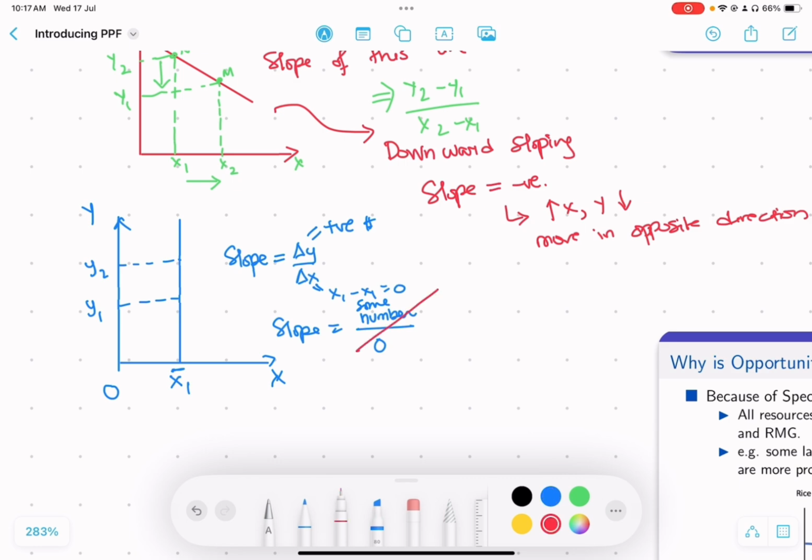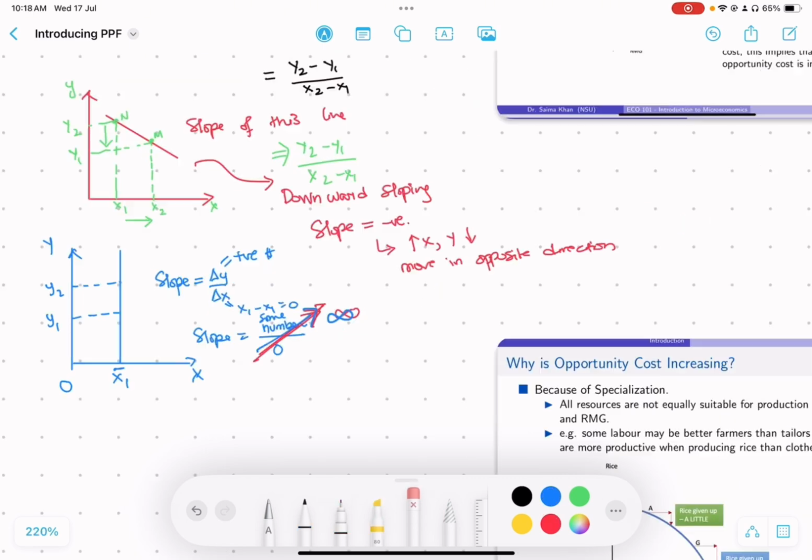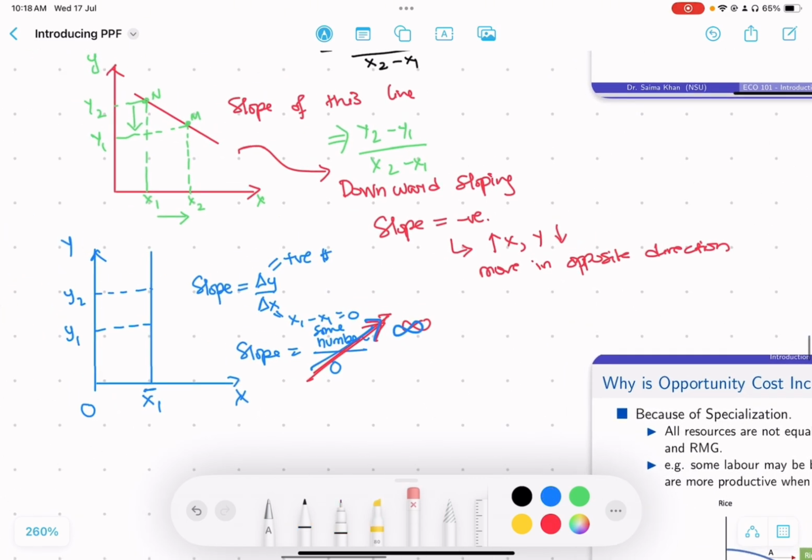Essentially we're saying this is going to become infinity. So as I was saying, when you've got a graph which is vertical like this, the value of the slope is infinity.